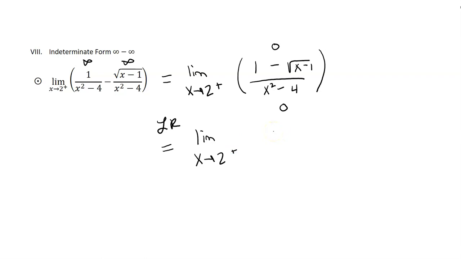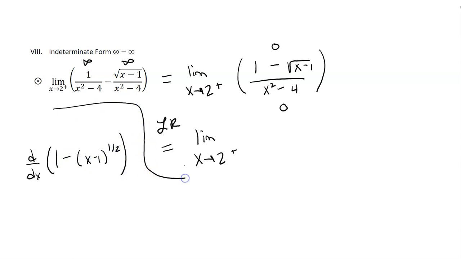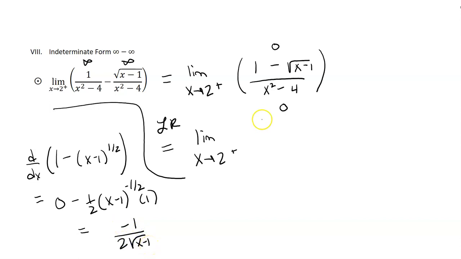And I am aware that the numerator here is a little bit challenging to find the derivative of. The derivative with respect to x of 1 minus (x minus 1) to the 1/2. I mean, it's not impossible, it's just a little challenging. It would give me 0 minus 1/2 times (x minus 1) to the negative 1/2 times the derivative of the inside. So that's going to give you negative 1 over 2 square root of x minus 1. So that's what I'll have on top, negative 1 over 2 square root of x minus 1. And then on the bottom, I'm just going to have 2x.